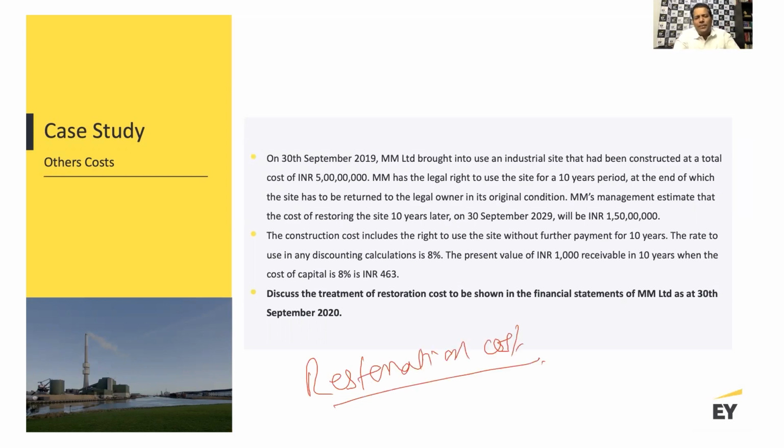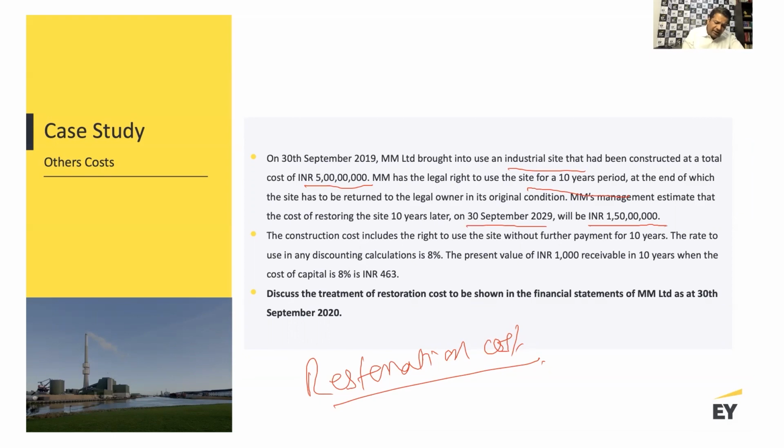If you see this example, on 30th September 2019, Limited brought into use an industrial site that had been constructed at a total cost of INR 5 crore. It has the right to use the site for a 10-year period, at the end of which the site has to be returned to the legal owner in its original condition. Management estimate that the cost of restoring the site 10 years later, on 30th September 2029, will be 1.5 crores.